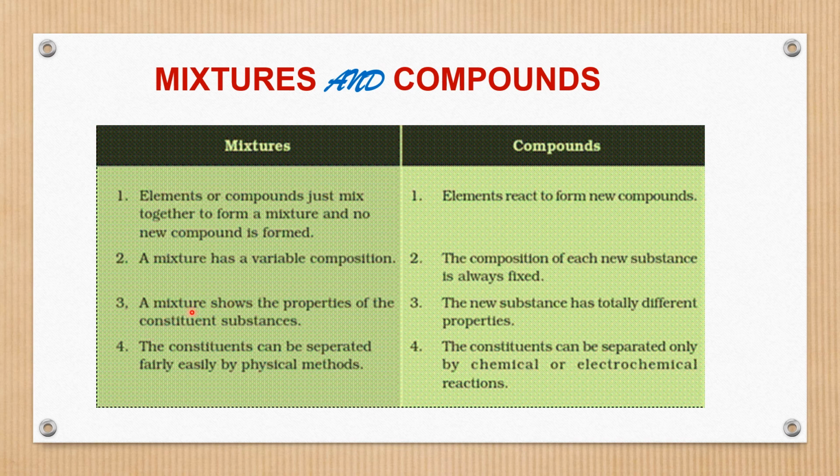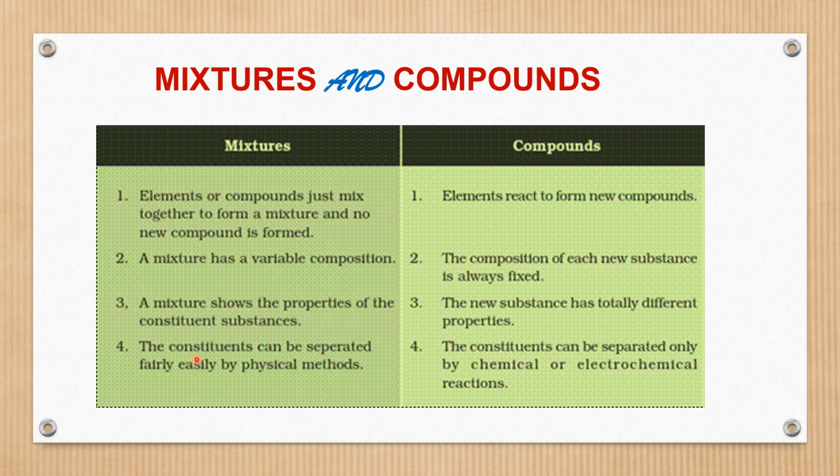And third point, a mixture shows the properties of the constituent substances. Taking the same example, the sulfur and iron filings mixture. When we take that mixture, sulfur shows its property and iron shows its property. We can see the color of sulfur there in that mixture, and we can see the iron also there. Okay, so it shows its own separate properties. But in the case of a compound, the new substance has totally different properties, and iron and sulfur chemically react with each other to form the compound iron sulphide. That property is completely different from the property of sulfur and the property of iron.